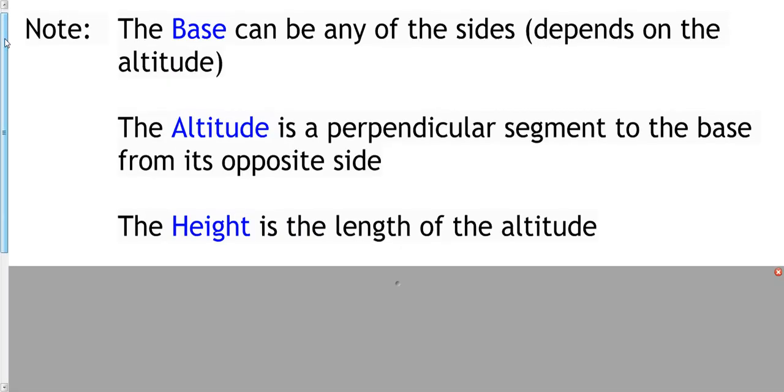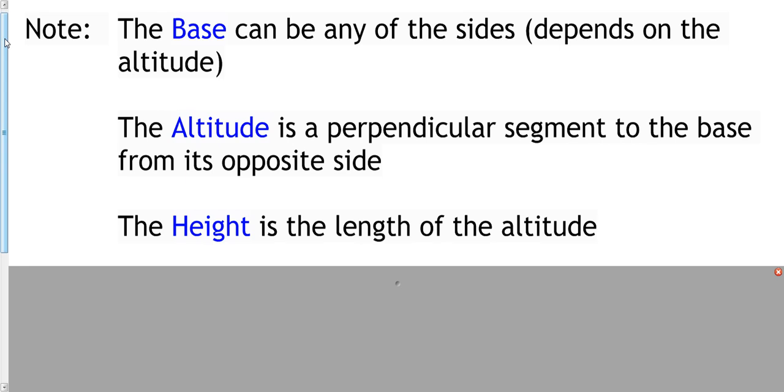Okay, so the base can be any of the sides. It's not always the sides because it's always going to be the altitude. I guess depending on how you rotate the shape, the base could be any of the sides in every situation if you rotate the shape properly.